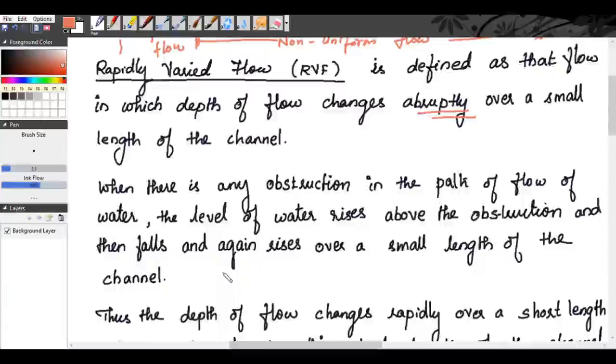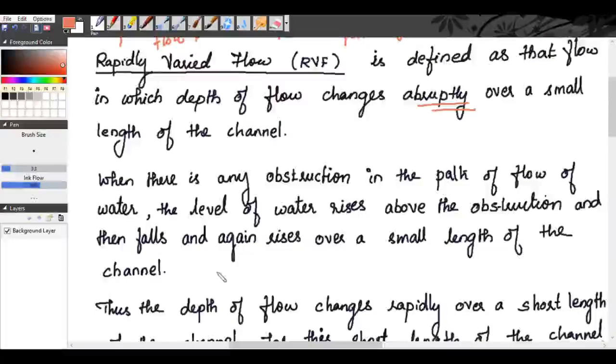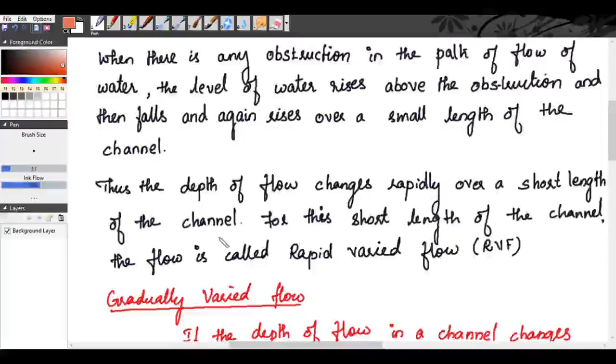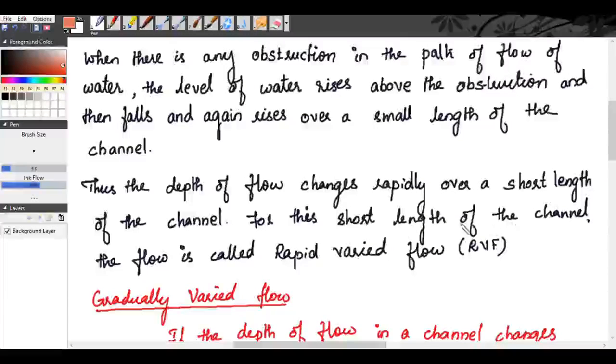Now, when there is any obstruction in the path of the flow of water, the level of water rises above the obstruction and then falls and again rises over a small length of the channel. Thus, the depth of flow changes rapidly over a short length of the channel, and for this short length of the channel, the flow is called rapidly varied flow.